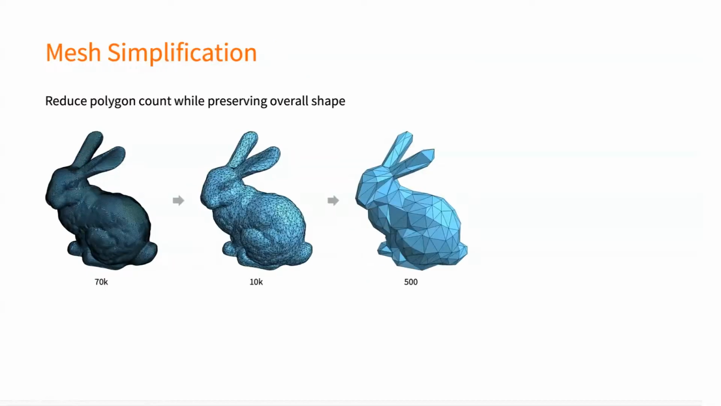Our first technique is mesh simplification. Here the goal is to reduce the polygon count while preserving the overall shape of the object. We can see an example below here, where we start on the far left with our very dense mesh. In the middle, we then have our more reasonably sized mesh. And on the far right, we have a very sparse mesh, almost low poly. But despite them all having different polygon counts, they all maintain the same rough shape.